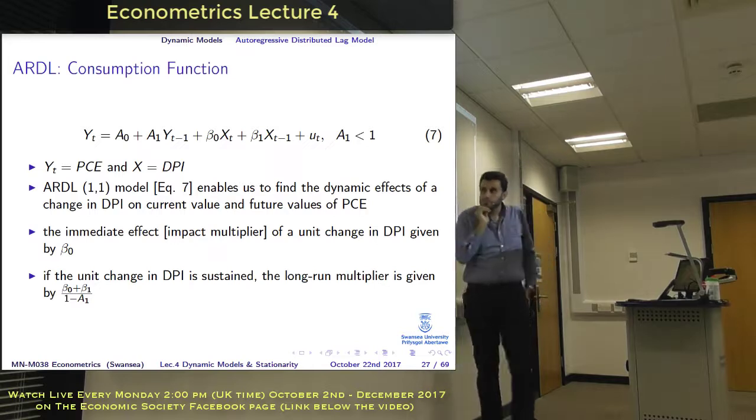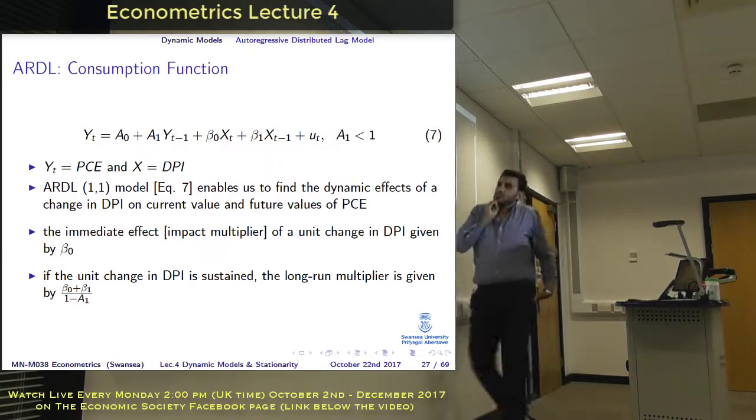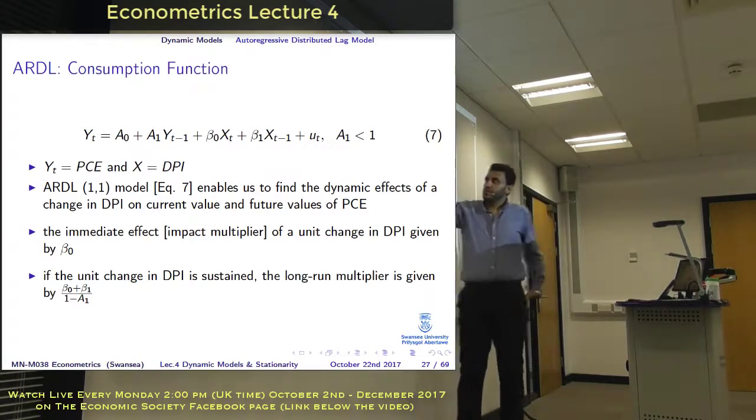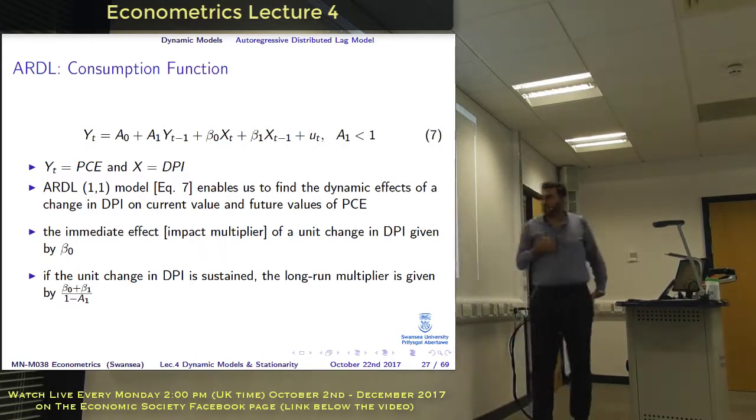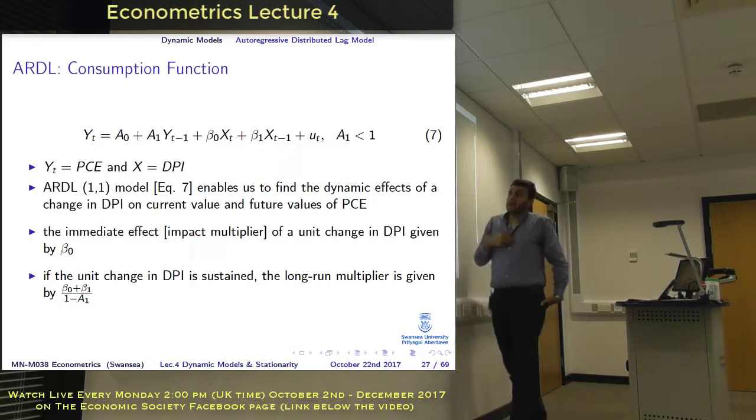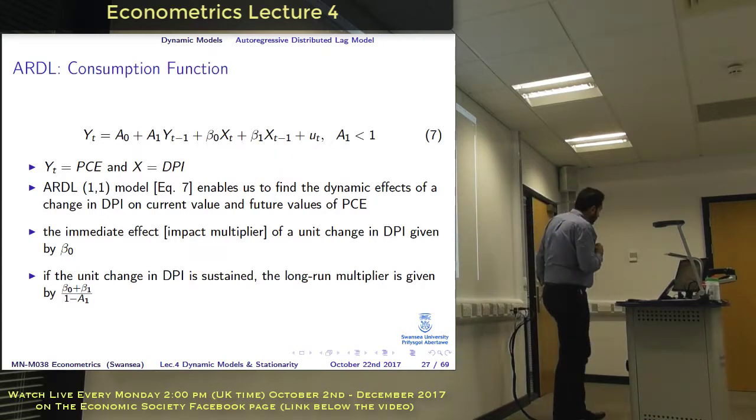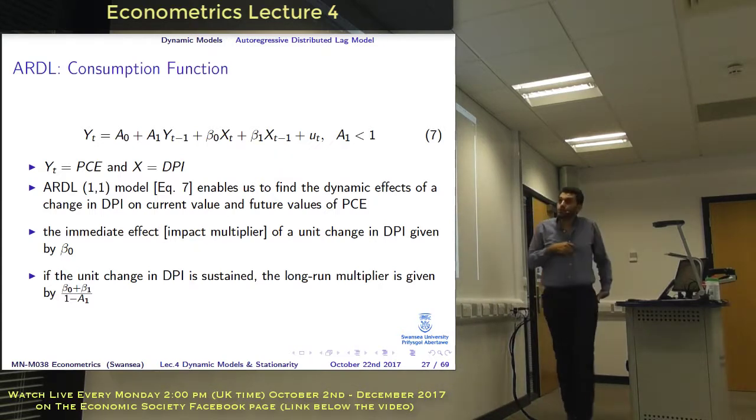The X here is the disposable income. And as I said, this is the ARDL 1. So that means we use one lag for the dependent variable, one lag for the X as well. And now what we need to look at is how would we interpret these.